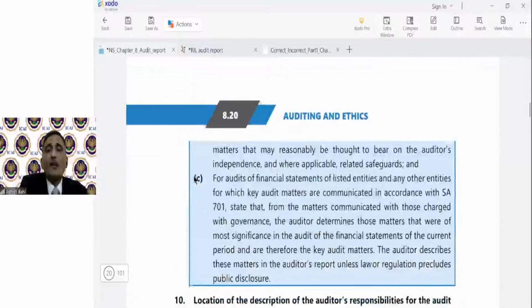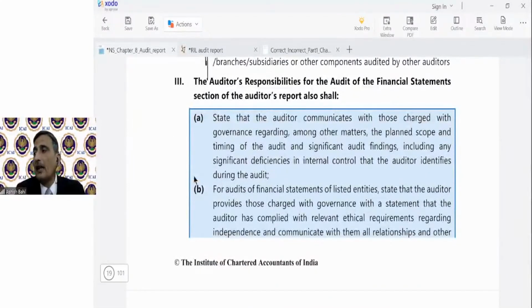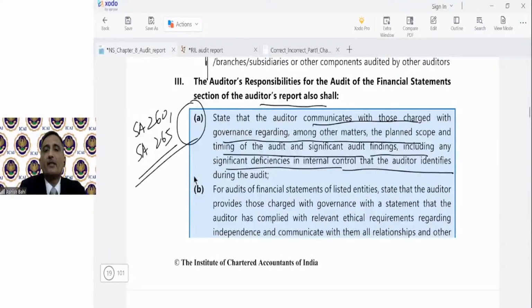And all what you have read till now, students, all is included here. Like the auditor's responsibility shall also state that the auditor communicates with those charged with governance the planned scope and timing of audit, significant audit findings, and significant deficiencies in internal control. So where have you read this, students? We have read this just in the last chapter, SA 260, SA 265.